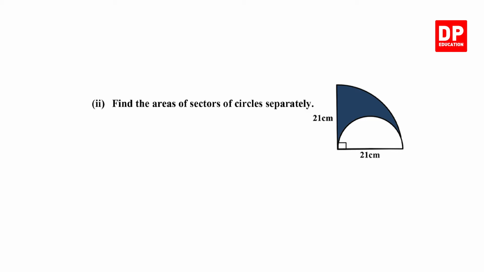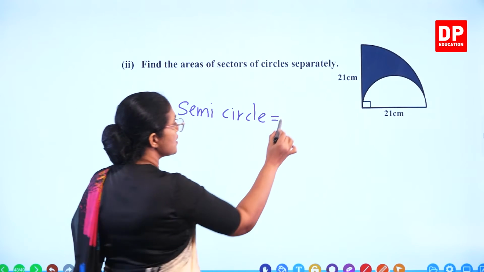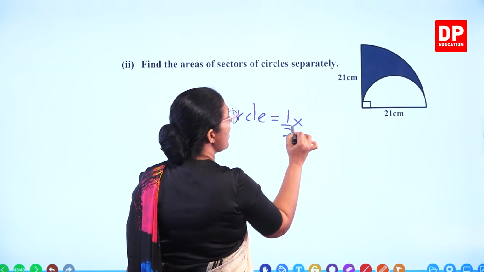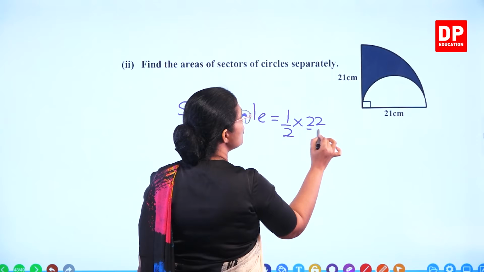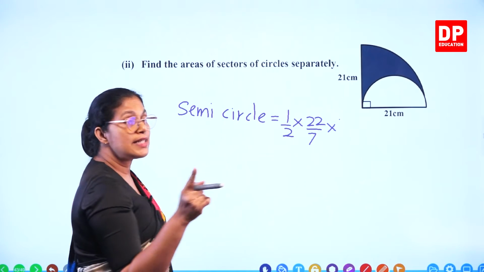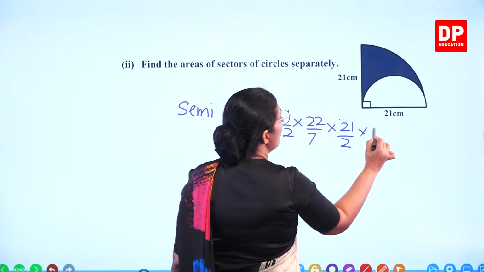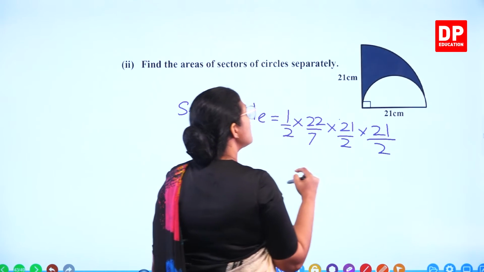Next part, find the areas of sectors of circles separately. We'll find the semicircle first. Semicircle. What's the area? Half of a circle. So half into pi r squared. Pi you can take 22 over 7. Radius is 10.5, but it's easy to write as 21 over 2. It's easy to simplify.